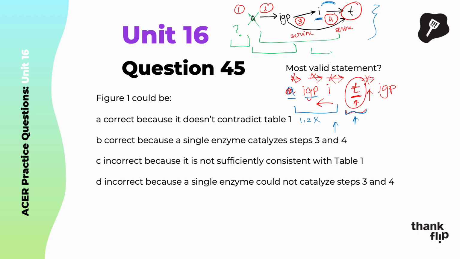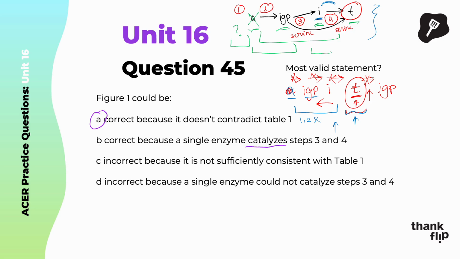Then finally we look at try 2 and try 4, and this one grows when you give it IgP, when you give it I and when you give it T, but it doesn't grow when you give it A. And so that means that for try 2 and try 4, there's probably something happening with step 2. Looking at the figure, this all makes sense with the positives and the negatives, like where the mutants are growing and not growing. It all makes sense with the figure. So it could be correct because it doesn't contradict table 1.